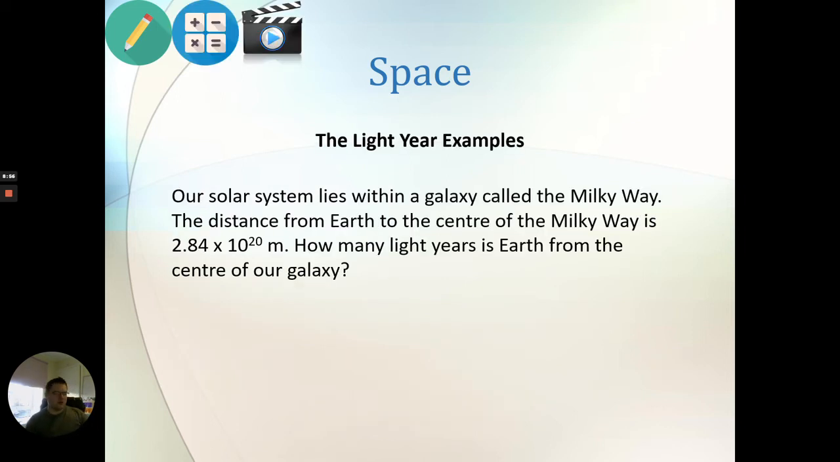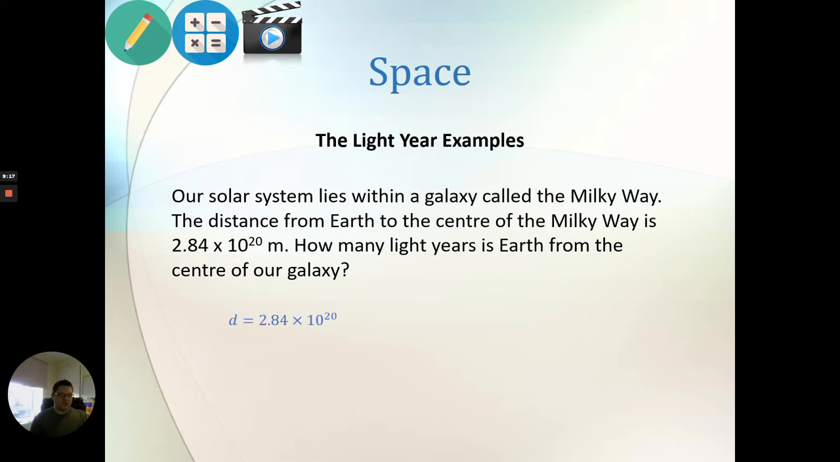Okay, so here is an example that we're going to use to see how light year works. Our solar system is in a galaxy called the Milky Way. And the distance from the Earth to the centre of the Milky Way is 2.84 times 10 to the 20 meters. And we're being asked to find out how many light years the Earth is from the centre of our galaxy.